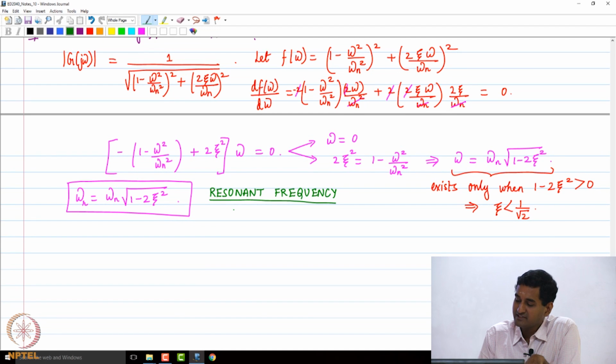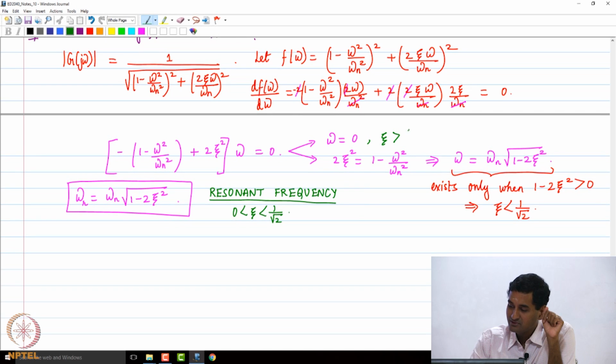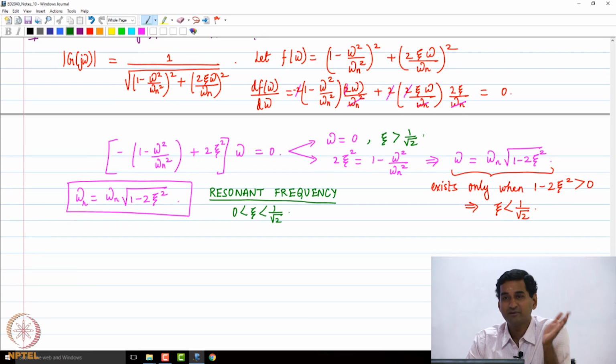Okay, and of course it exists only when zeta is greater than 0 and less than 1 over root 2, otherwise it doesn't. For zeta greater than 1 over root 2, omega tending to 0 will give you the maximum value, that is the 0 decibel value. But for zeta between 0 and 1 over root 2, you have the resonant frequency, basically giving you the maximum value of the amplitude or magnitude of the sinusoidal transfer function for this second order factor.